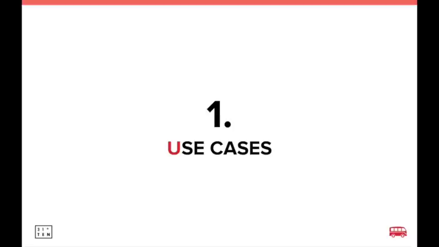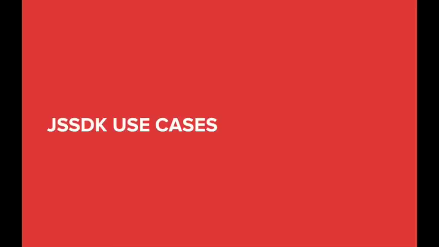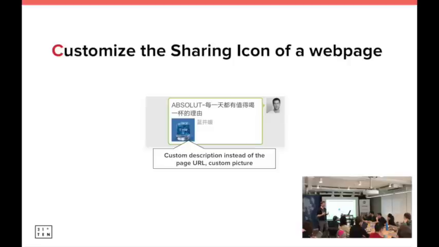So, functional part, use cases. First we're going to see the JS-SDK use cases. What can we do with WeChat? One of the first uses of the JS-SDK, asked by a lot of clients in my case, is how can we customize a page when you share it to your friends? When you share a page to your friends on WeChat, you can have a title, image, and description, and this can be customized through the WeChat JS-SDK. That's the first very common use.